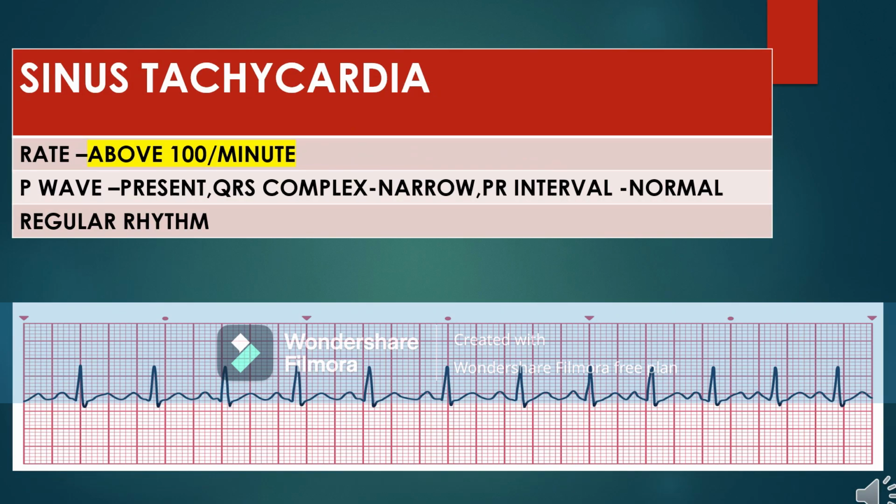Sinus tachycardia. Here the rate is above 100 beats per minute. P wave is present, QRS complex is narrow, PR interval is normal, and it is a regular rhythm. So here everything else is normal except the rate. Rate is higher than 100 beats per minute.